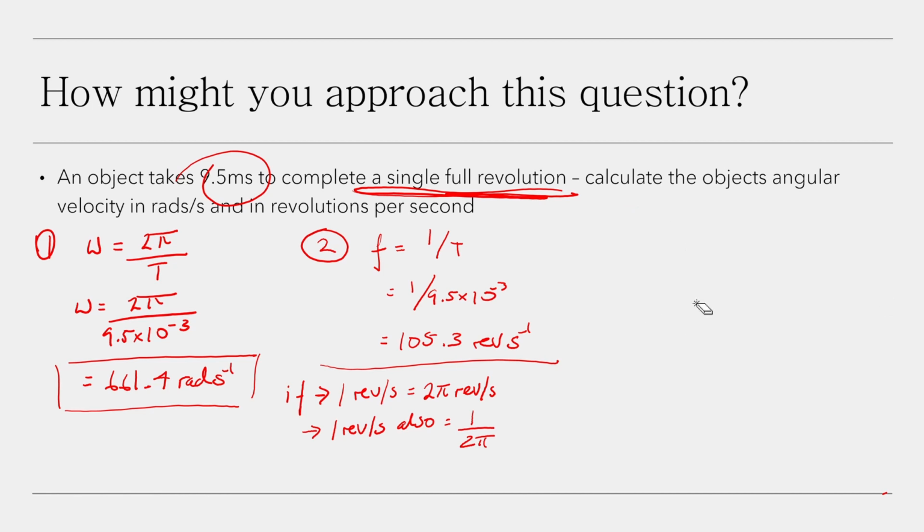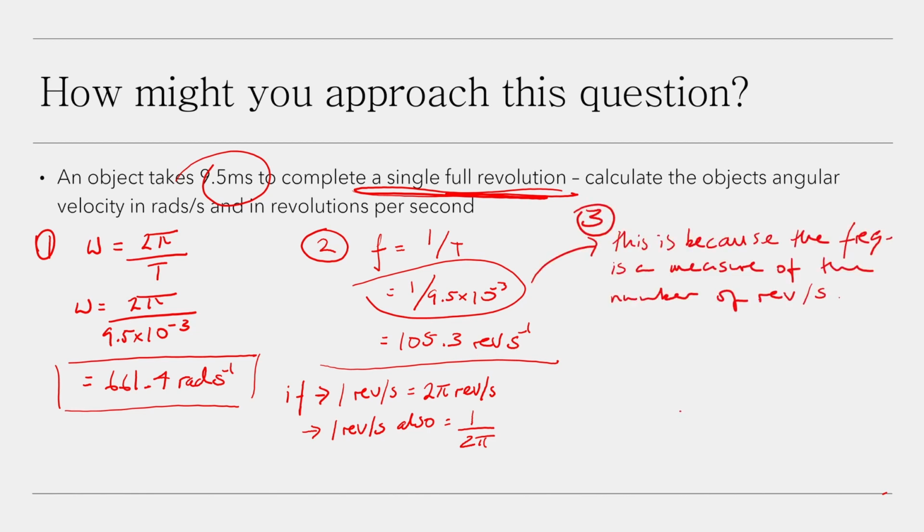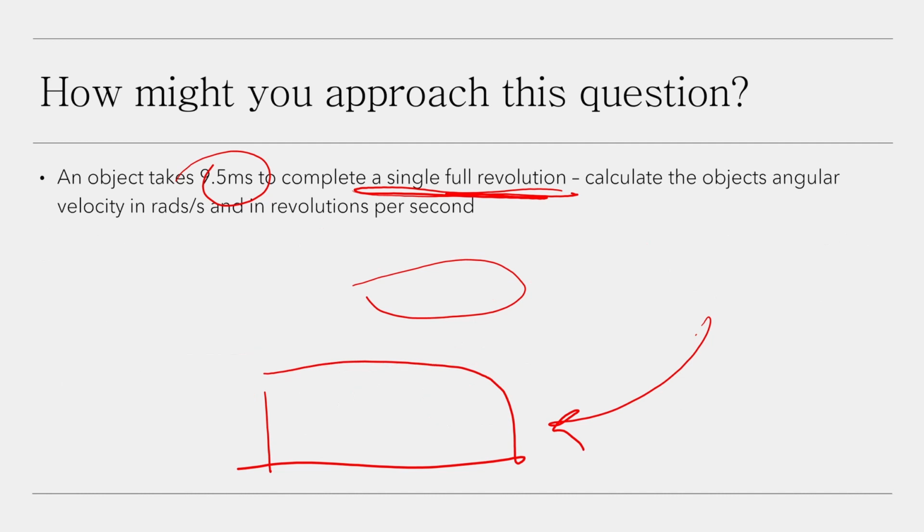If we know that f is equal to 1 over T, we can take our value for T and put it in, where it's 1 divided by T, and we get 105.3 revolutions per second. That's because frequency is a measure of the number of revolutions per second. I've done a little footnote here that explains this in more detail. But this is effectively angular velocity, and those are the equations you need to know.